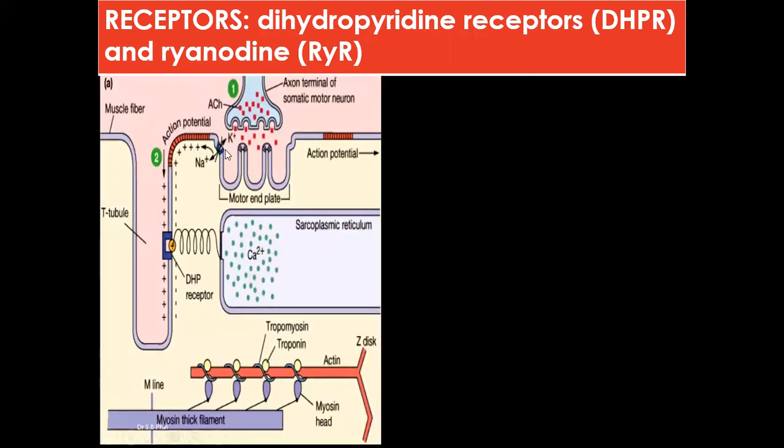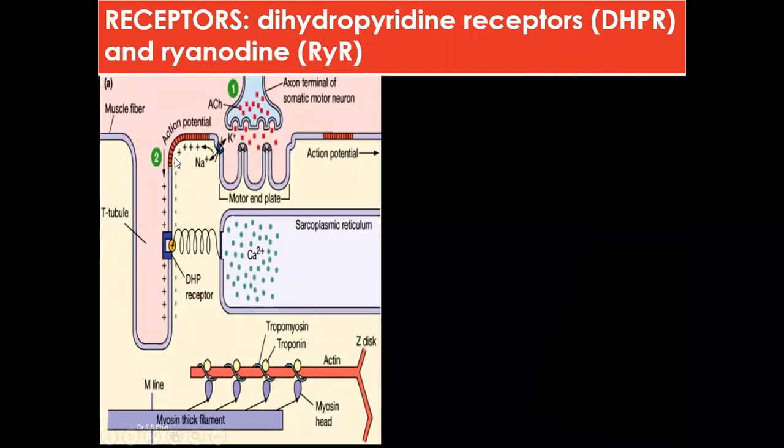So this is what is happening. Remember, there is an axon terminal that is ending on the somatic motor end plate. So this is a muscle cell. This is a presynaptic membrane. This is a postsynaptic membrane in skeletal muscle cells. They're called the motor end plate. They will contain receptors for acetylcholine.